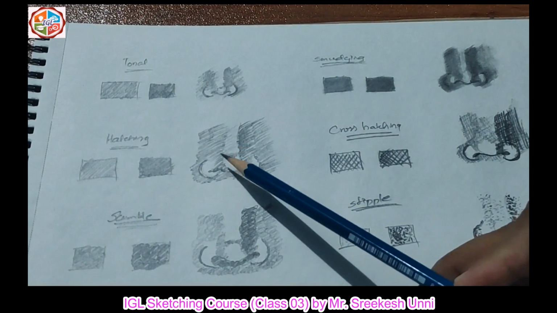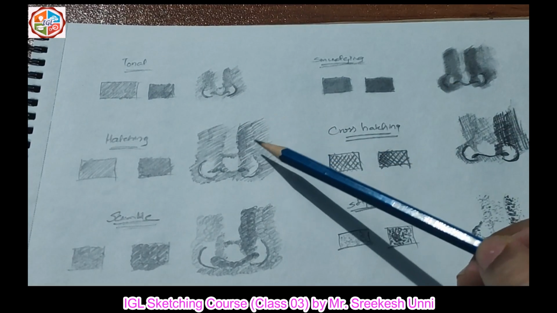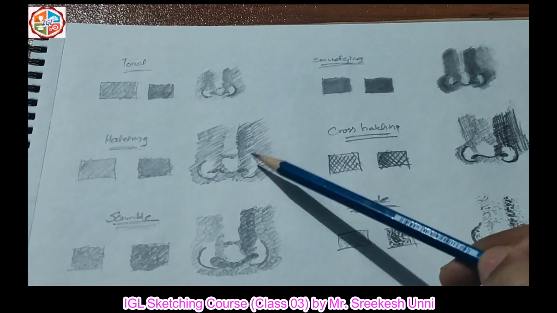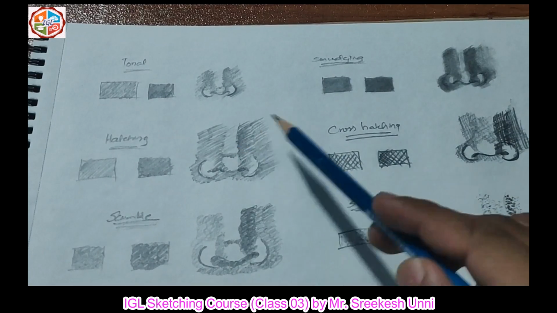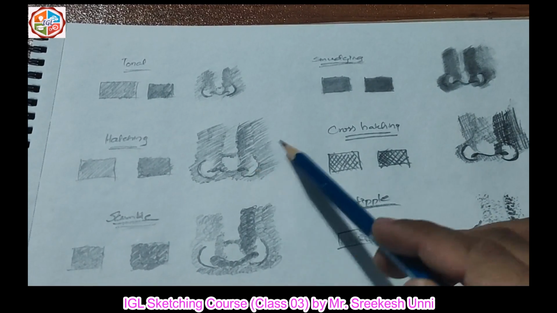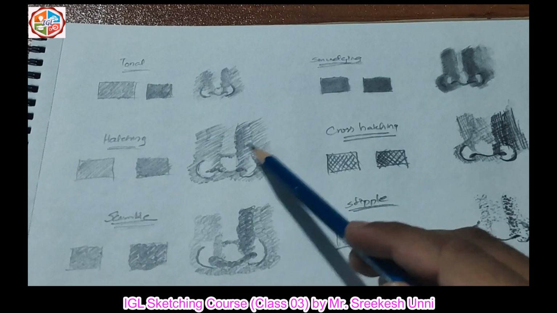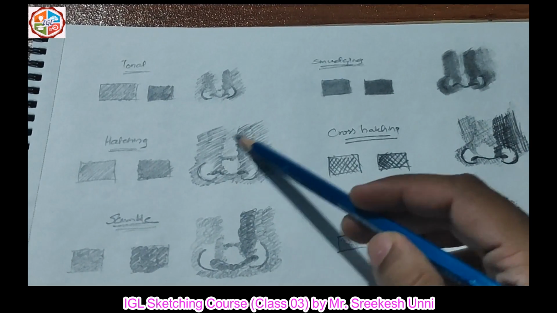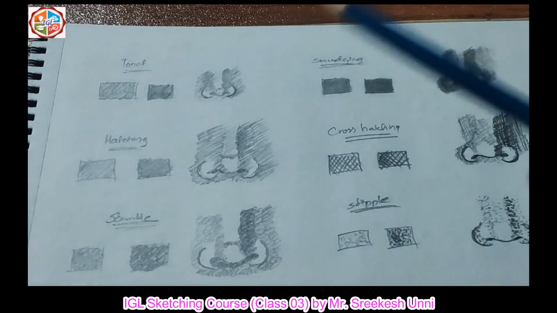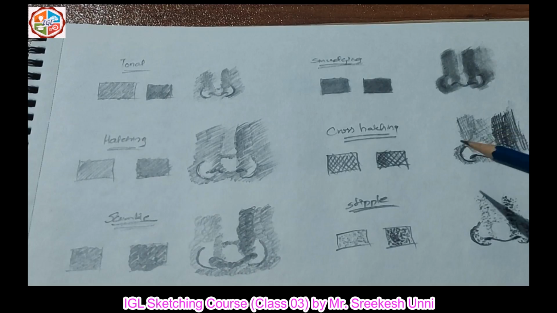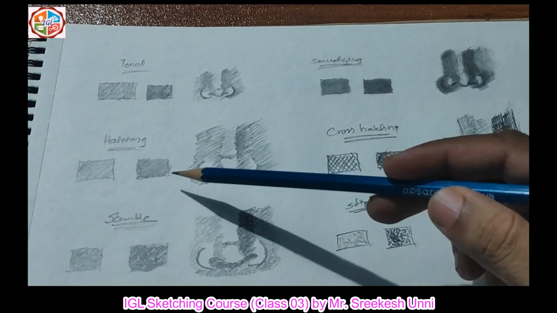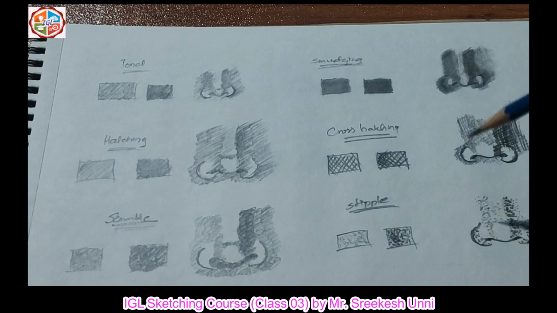And this one is hatching. It might look similar, but you see the space between these lines. It's more here, and you just use these shading methods over here. Just draw your lines over here, and this is how you shade with hatching. And if you prefer cross hatching, then this is how you make these lines and you get this.